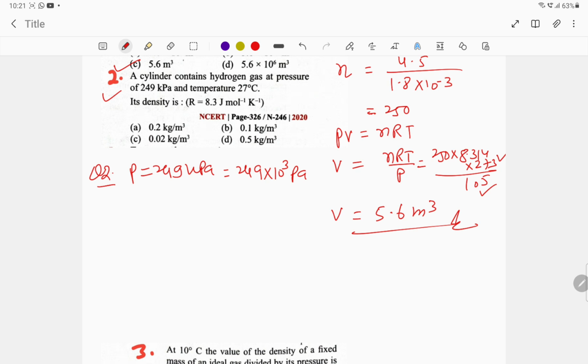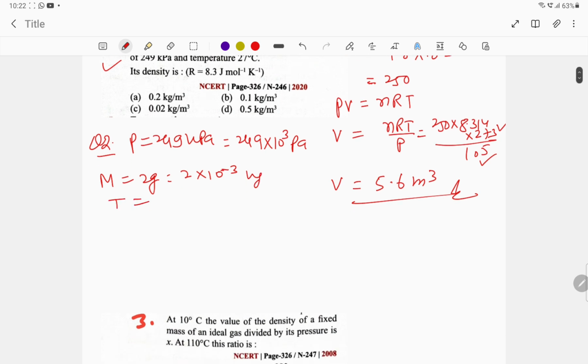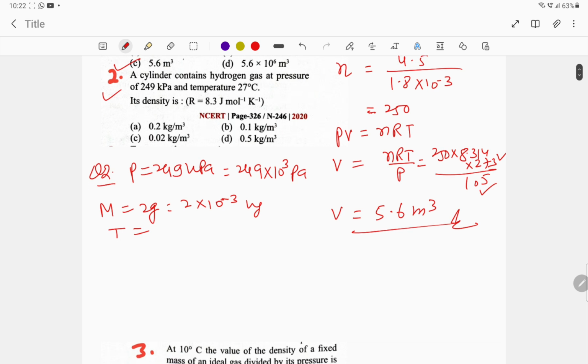And mass of hydrogen is equal to 2 gram. So this is equal to 2 into 10 to the minus 3 kg. ग्राम को हमने kg में कन्वर्ट कर लिया. And the temperature is 27 degree Celsius. So if you are converting in Kelvin, this is 27 plus 273. So this is equal to 300 Kelvin.